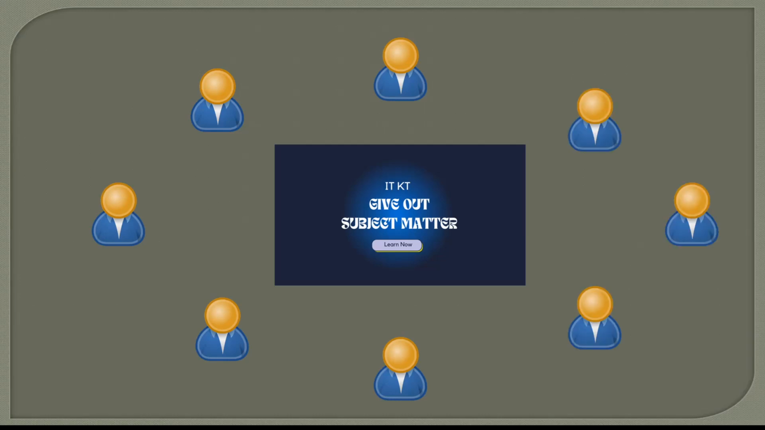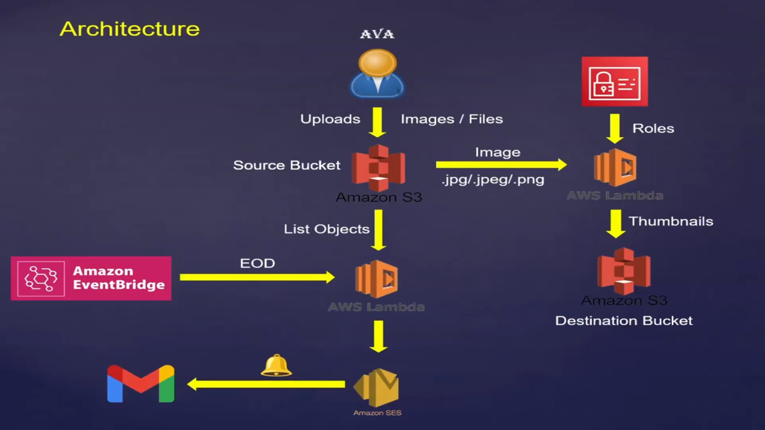Today, we shall embark on a project utilizing a suite of AWS services, including Lambda, SES, S3, EventBridge, and IAM. Without further ado, let us commence our endeavor. This video showcases the implementation of the aforementioned architecture in the AWS console. If you have not yet viewed the initial video, we suggest doing so before proceeding to this point.